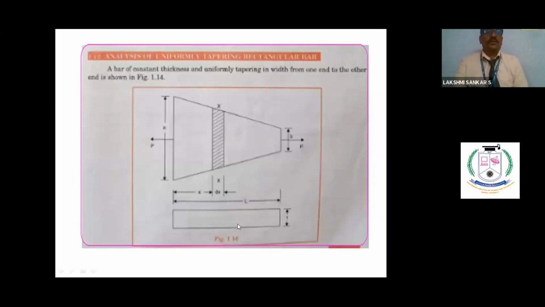So here everything known except E value is calculated. Okay, for this particular given situation. Come to this particular one: a uniformly tapering rectangular bar. If you see the top view, it is something like a rectangle, right? It is not a circular rod, it is a rectangular bar.